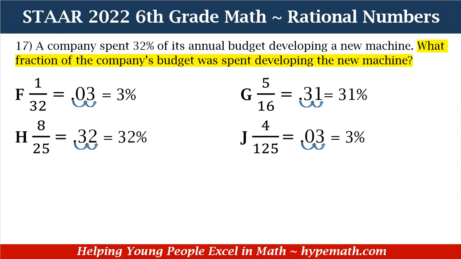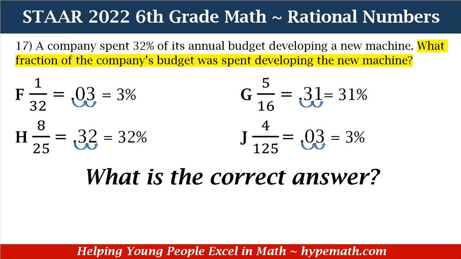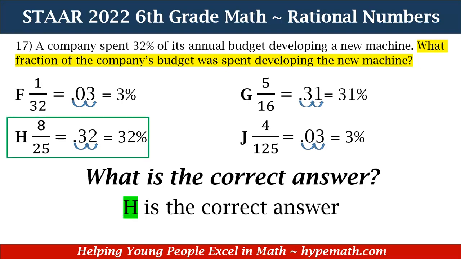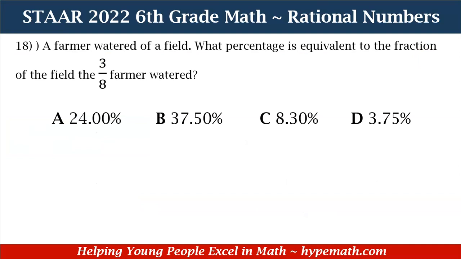Now that we know how to solve the problem, what is the correct answer? Well, all we need to do is look at what we're trying to find, and it's 32%. Can you see the correct answer? If you said H, you're absolutely correct. 8 over 25, we converted it. The decimal was 0.32, and then we have 32%. Great job, sixth graders.